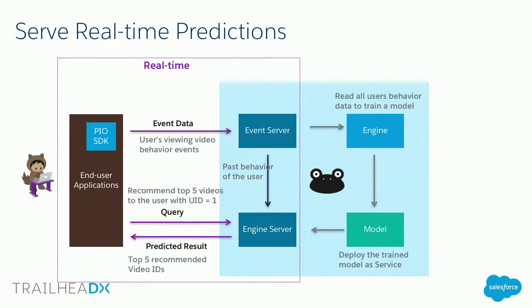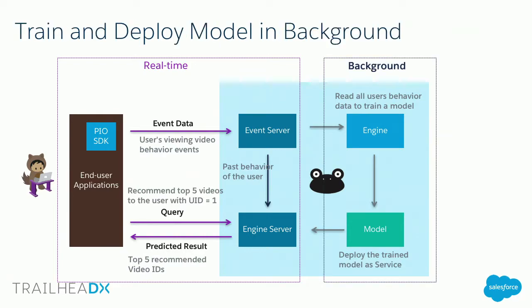Your application sends all the events in real time. You can also, every time a new user logs into your application, request the engine to get the predicted result. And then the back-end part is running in the background. So the model training and the deployment can be on different cadences. It depends on your use case and business requirements. You may set it so that you train a model every month or every week or every day.